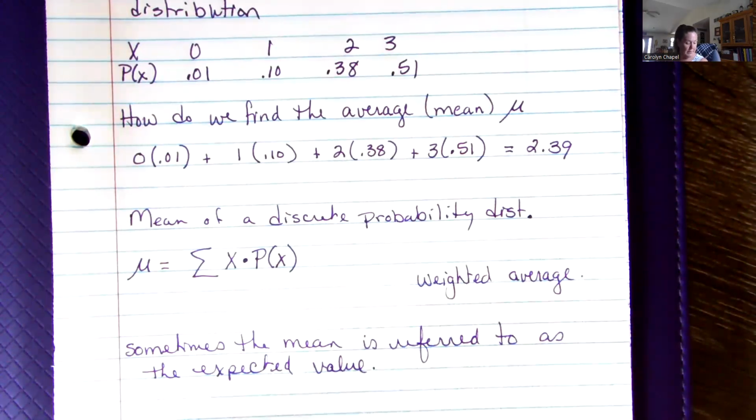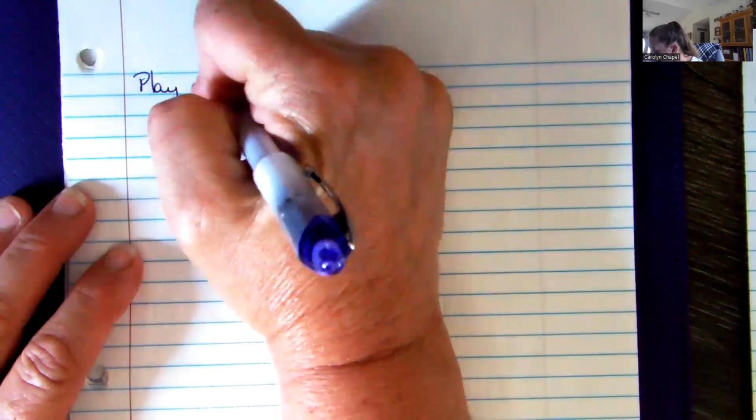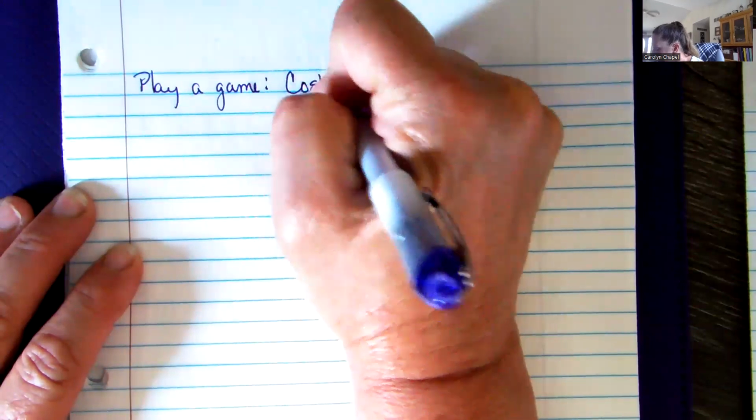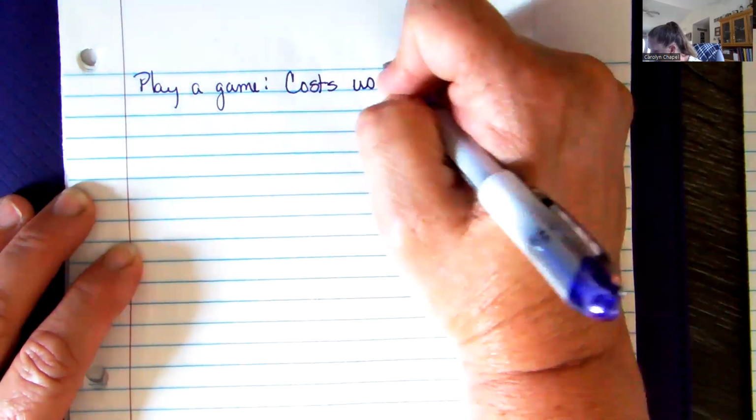Let's do another example, so you can see where else this shows up. I have 2 more examples that I'll walk through. So the first one, let's just play a game. Or gamble if you want to, but we're going to call it playing a game. This game will cost us $4 to play.